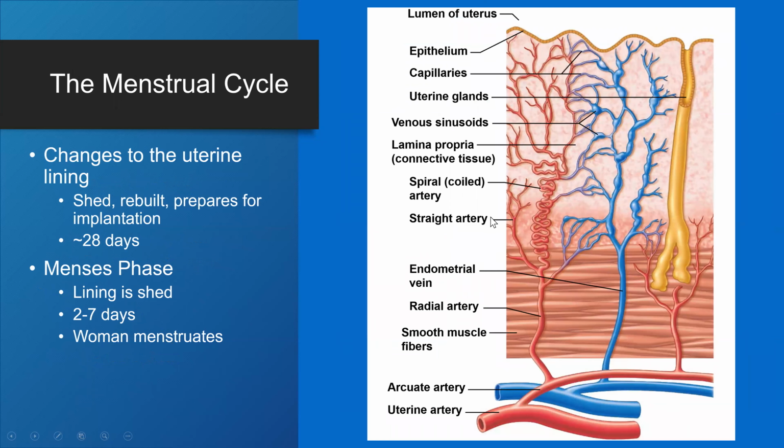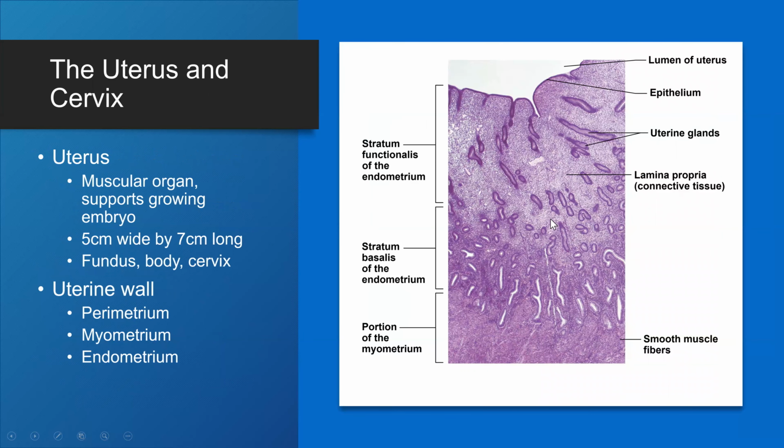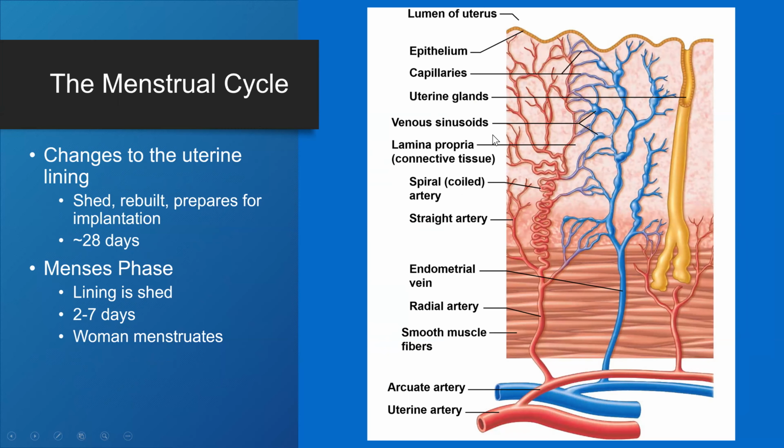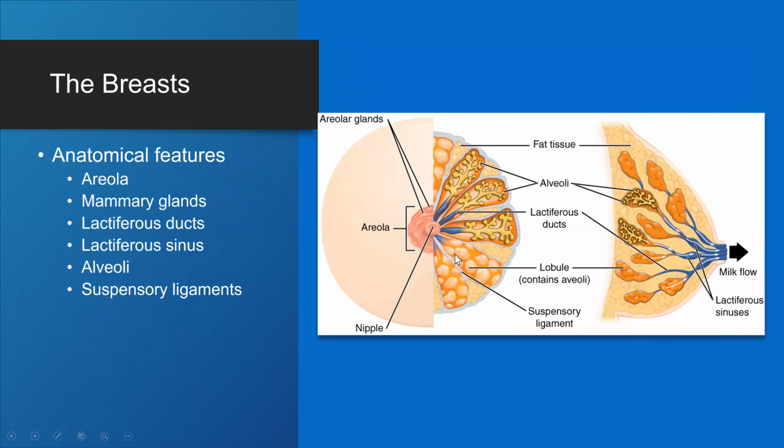Right, so here the uterine lining is shed, rebuilt, and prepared for implantation, and this menstrual cycle lasts 28 days. The menses phase, when the lining is shed, is 2 to 7 days, and that's what we call menstruation. And what will be shed again will be this stratum functionalis. Now we will talk more about the menstrual cycle, obviously, in the physiology part.